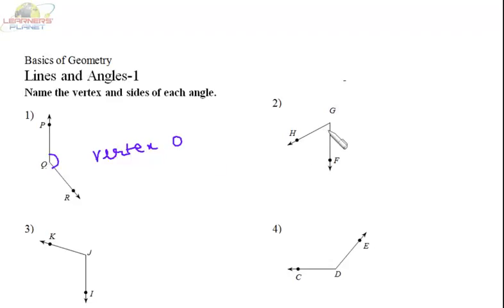Similarly, we can see over here GH and GF, two rays meeting at the point G. So G is the vertex, and GF and GH are rays meeting at the point G, or we can say these are the sides of this particular angle. Now here we can see JK and JI, two rays meeting at the point J. So J is the vertex and JI and JK are the sides. Similarly over here, D is the vertex and DE and DC, two rays, are the sides of this particular angle.